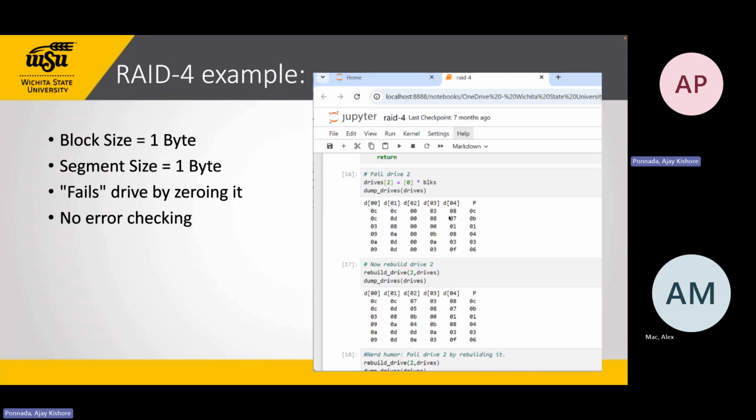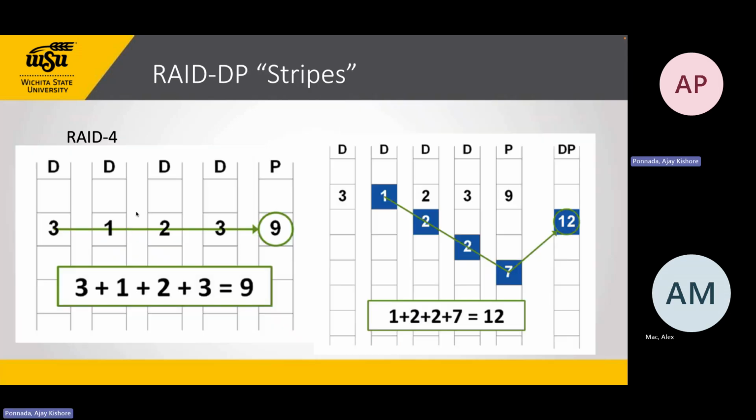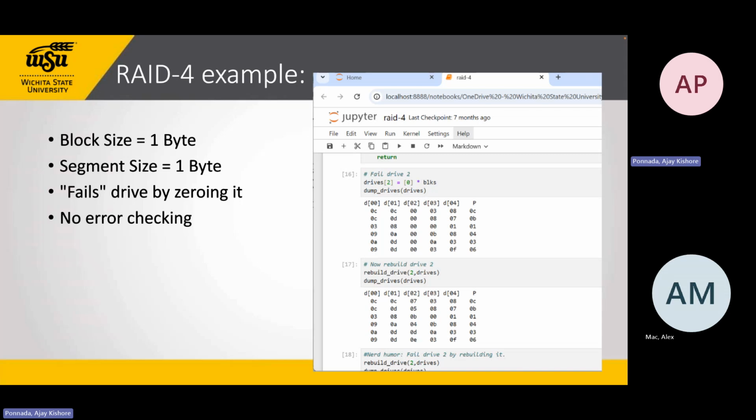How many total bytes do we have? 5 segments of 5 bytes, right? Total, it's 30 for the matrix. So the segment size is 1 byte. We'll fail a drive by zeroing it. We have failed this drive 2. No error checking. Or we could just show the IPYNB file now, I guess.